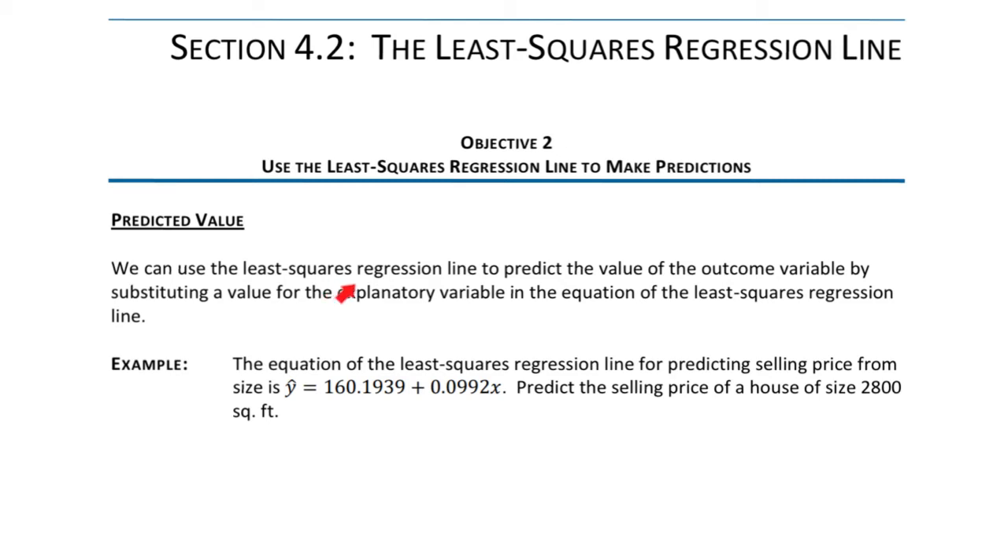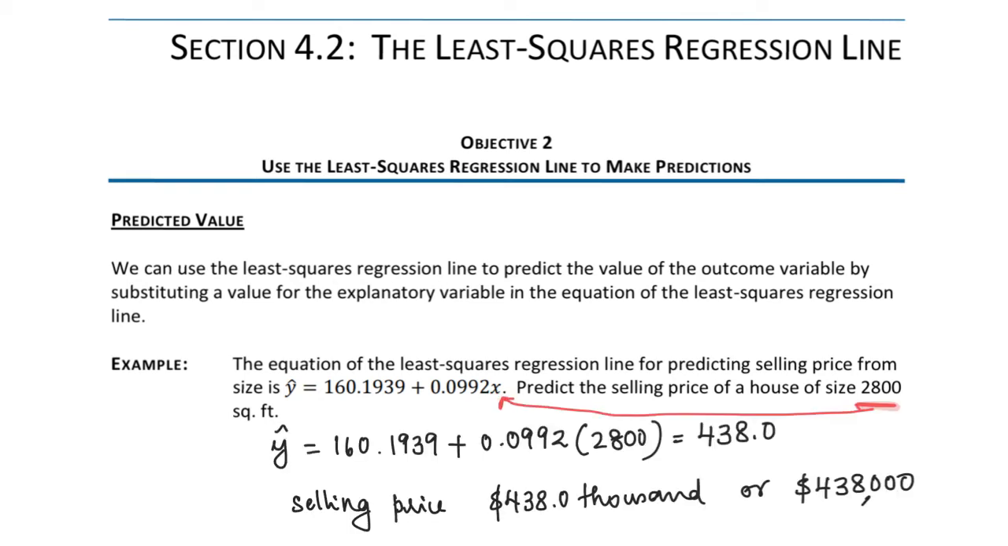We can use the least square regression line to predict the value of the outcome variable by substituting a value for the explanatory variable in the equation of the least square regression line. In this example, the least square regression line is given. We need to predict the selling price of the house of size 2800 square feet. So here x represents the size. So substitute that here to find the corresponding price. So replace this x with 2800 and calculate.